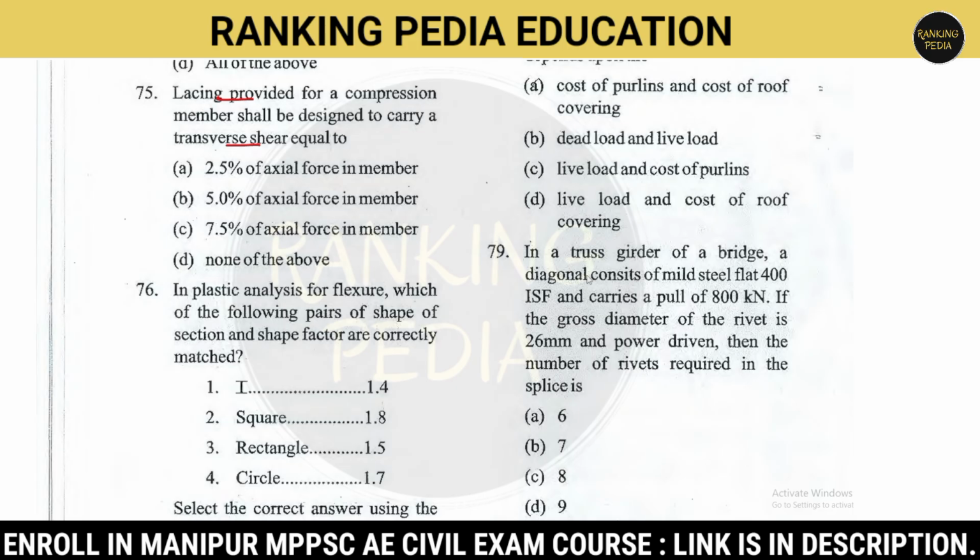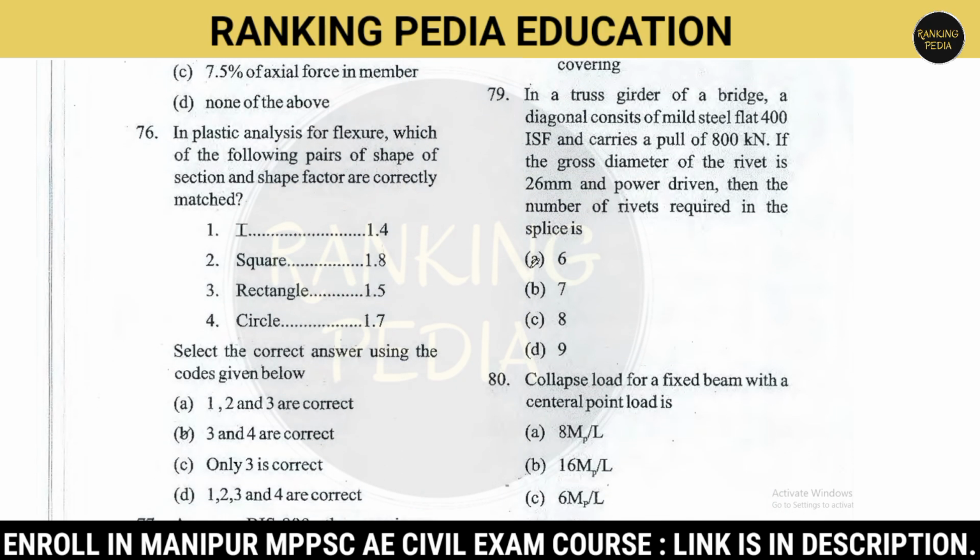So transverse shear is taken as at least 2.5% of the axial force in a member, with the formula Pt is equal to 0.025 P. From here, 2.5% is the correct option. Option A is correct. Next question is question number 76.